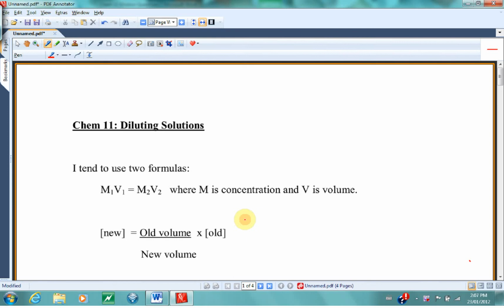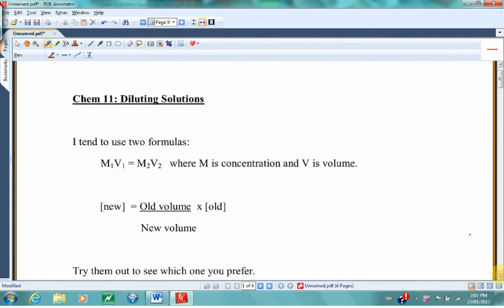So last day we were looking at what happens when you dilute solutions. And I have two formulas that I really like using. M1V1 equals M2V2, where the letter M is the concentration and the V is the volume. The one I prefer the most though, because it helps me isolate the X, the unknown earlier, is to use new concentration equals old volume over new volume times the old concentration.